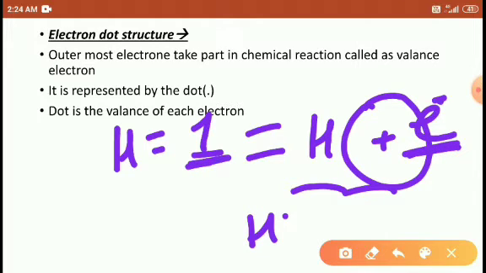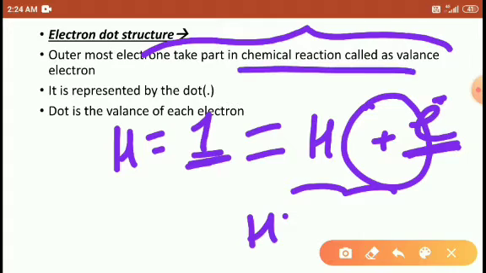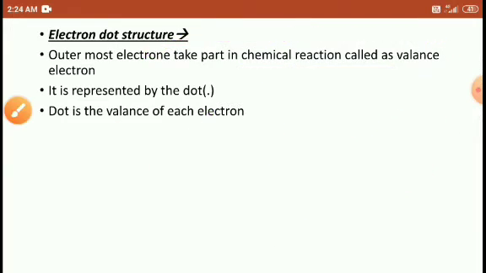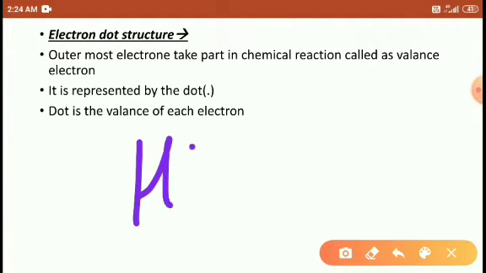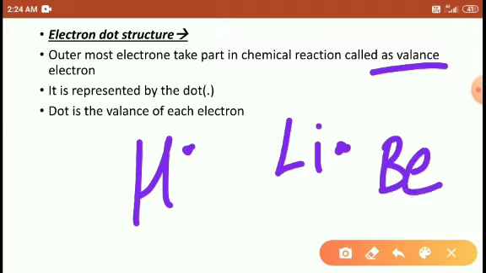This one electron participates in the chemical reaction, bonding with some other chemical species. So that is what we call a valence electron. The hydrogen atom has only one electron in its outermost shell, that is a valence electron. Similarly, lithium has one valence electron in its outermost shell. Beryllium has two valence electrons, like this.